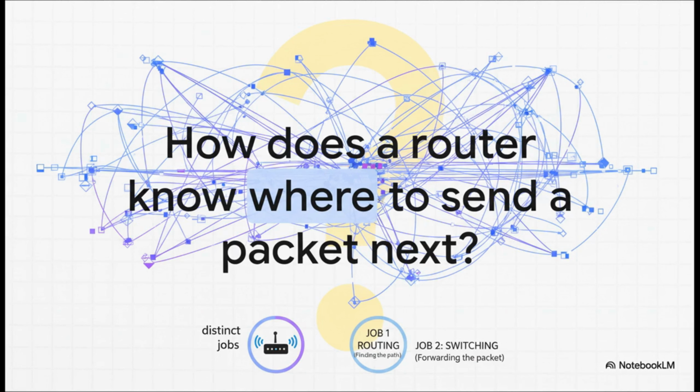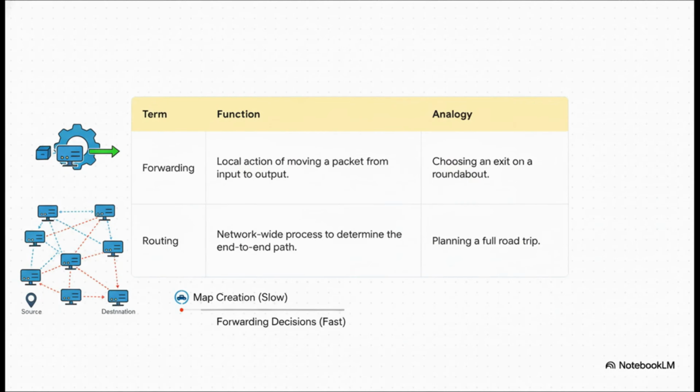Well, it turns out it's doing two very different but related jobs. So the first job is called forwarding. This is the local split-second action. A packet arrives, and the router instantly moves it from an input port to an output port. It's like being in a traffic roundabout and just knowing which exit to take. It's immediate. The second job is routing. This is the big picture, network-wide process of planning the best path from end to end. All the routers are constantly talking to each other to build out a map that lets them make those instant forwarding decisions. So routing is like planning the whole road trip, and forwarding is just making the next turn.